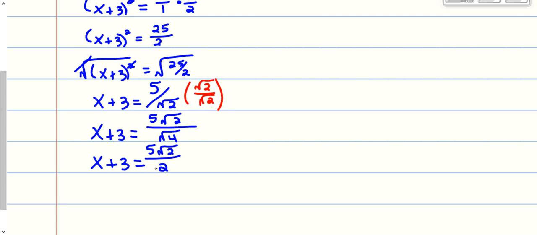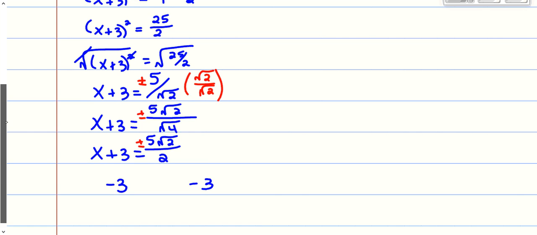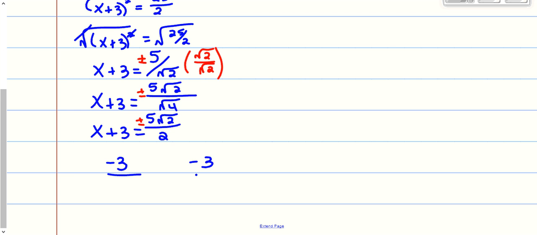Okay, so that part's done. Now I just have to get rid of this 3 on the left side. So now I'm going to subtract 3 from both sides. And you know, there's one key thing that I forgot to write down, and that's that plus or minus that goes in front every time you take the square root. So don't forget that. Alright, so now subtracting 3 from both sides. Those cancel, and x equals plus or minus 5 square roots of 2 over 2 minus 3. And there is our answer.